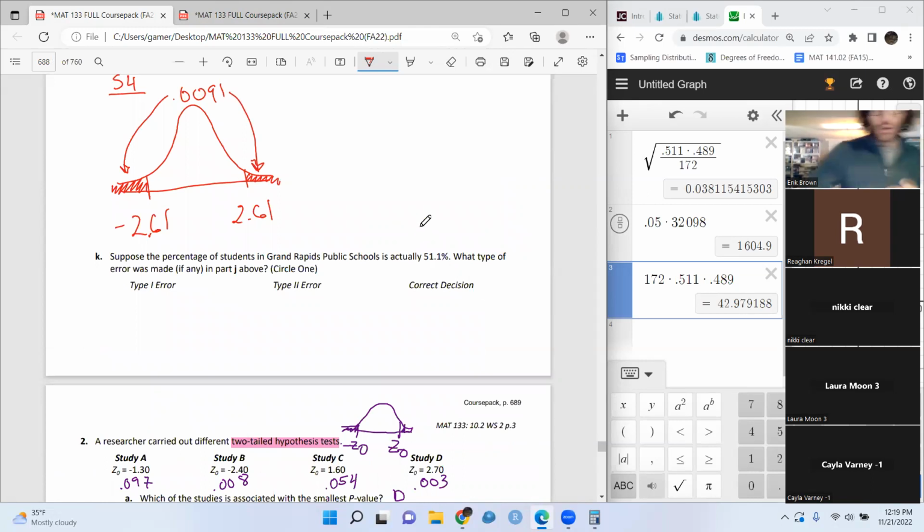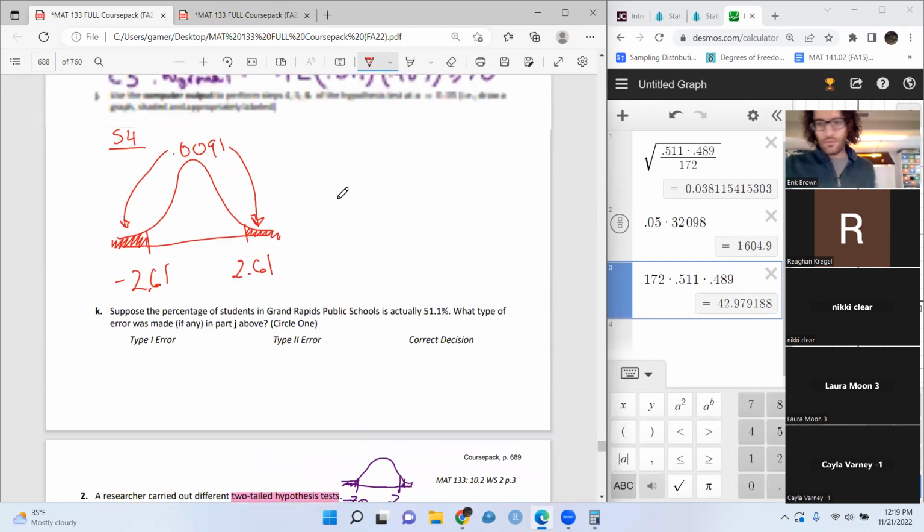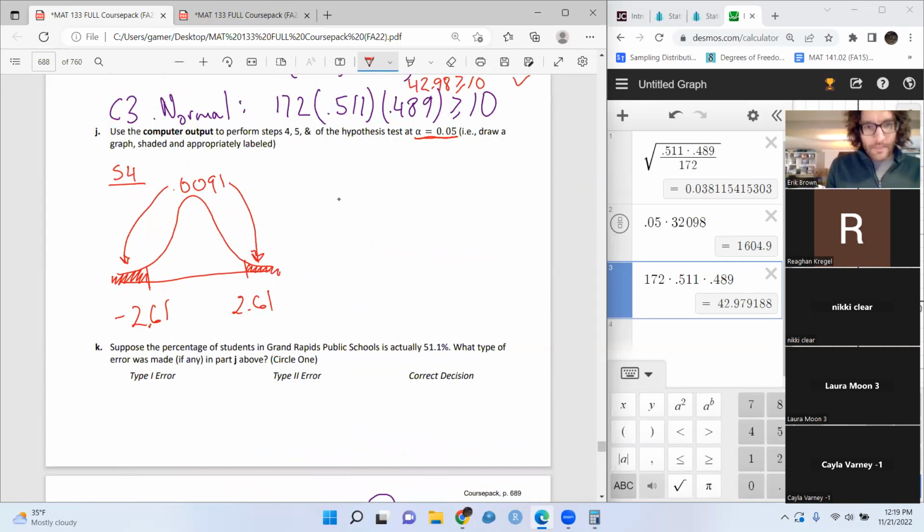Is that good for step 4? Is that what you all had? Yes. All right, excellent. For step 5, I really encourage you to write the statement that we're checking. If this is true, then do something else. Put in our P value 0.0091, put in our alpha value 0.05, decide, is that true?